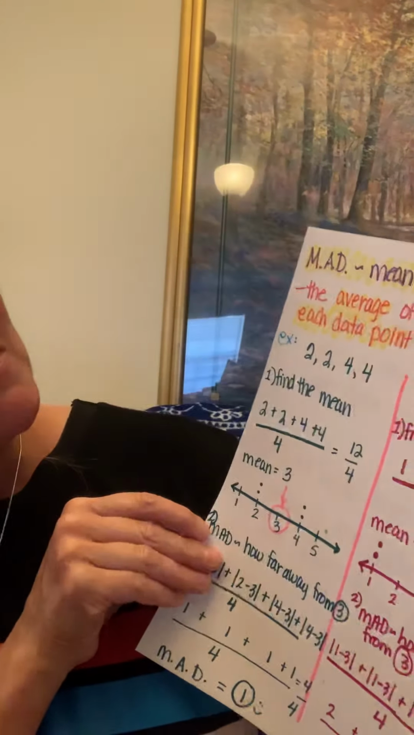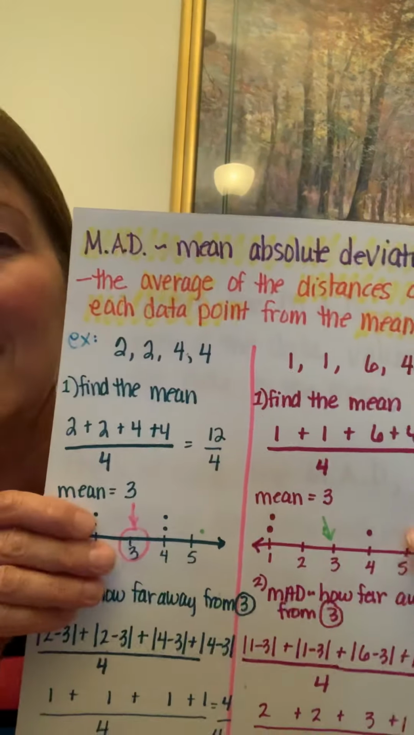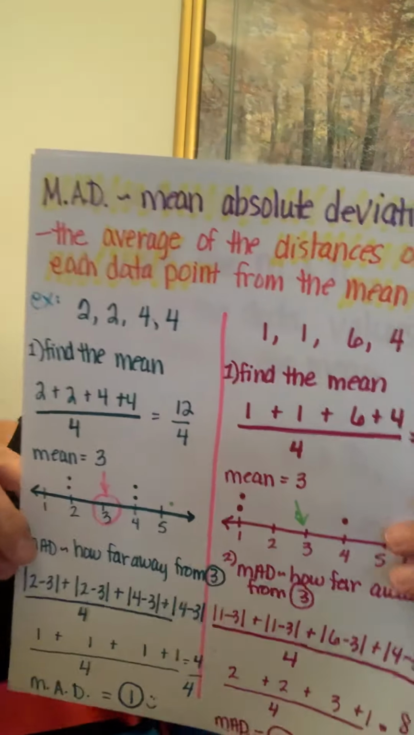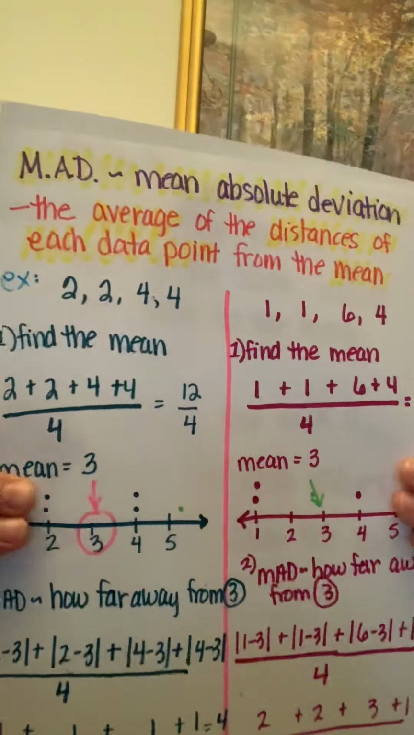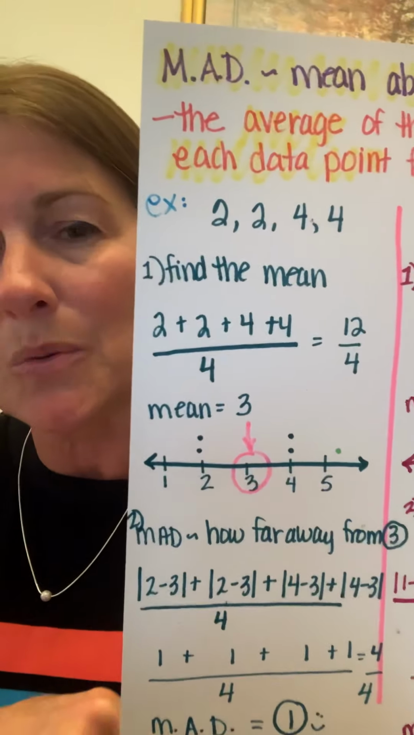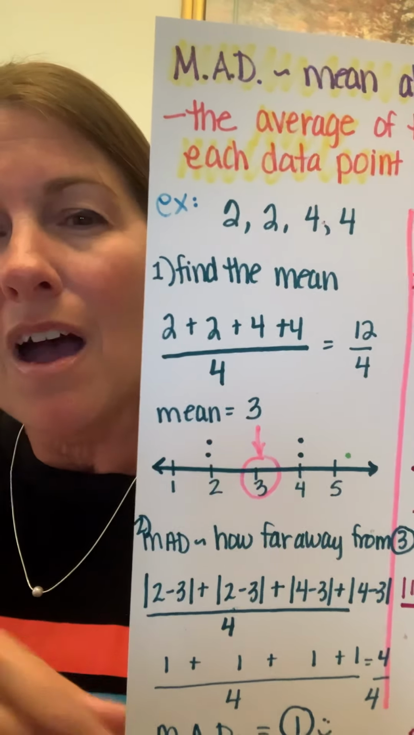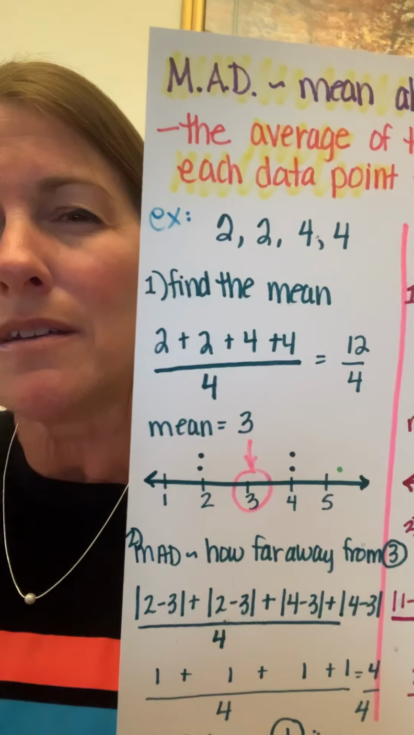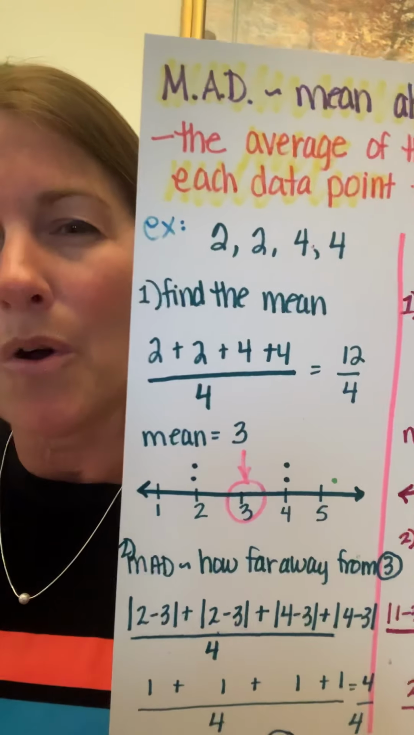All right, so the mean absolute deviation is the average of the distances that each data point is located from the mean. And I use two sets of examples here. So I'm going to do this first one. All right, my numbers on this first one were 2, 2, 4, and 4.